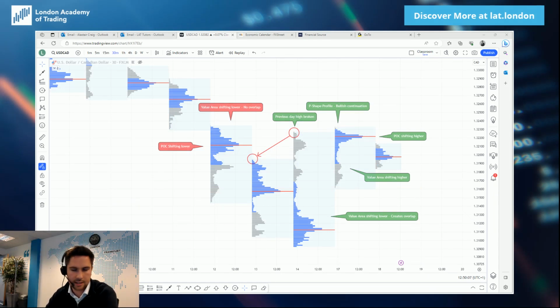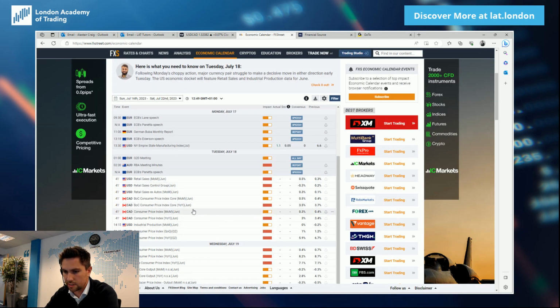We're going to have a look at dollar CAD. Dollar CAD in focus this afternoon. We have got inflation prints coming out of Canada. CPI expected to see a contraction here, dropping the year-over-year figure from 3.4% down to 3%. The month-over-month from 0.4 down to 0.3.